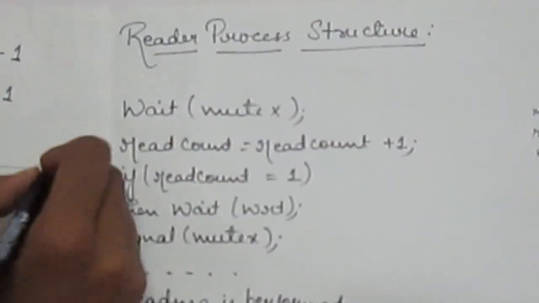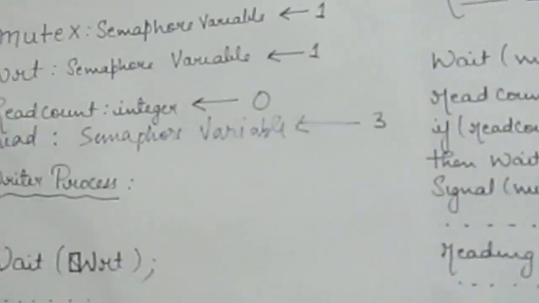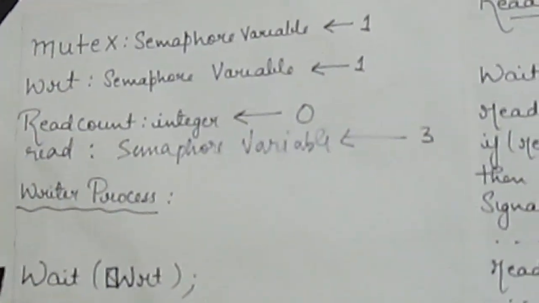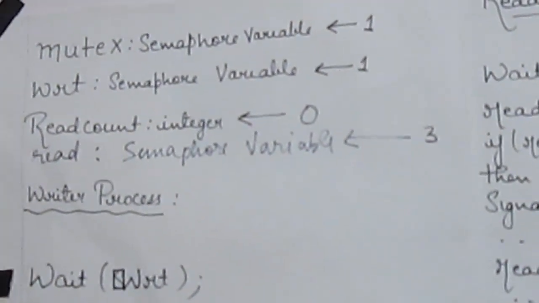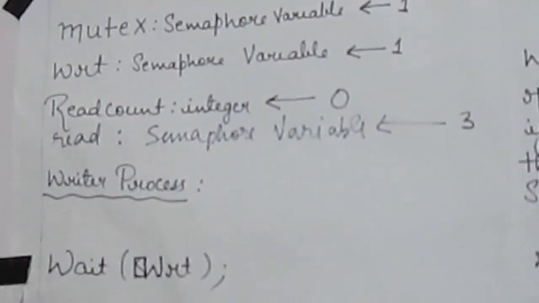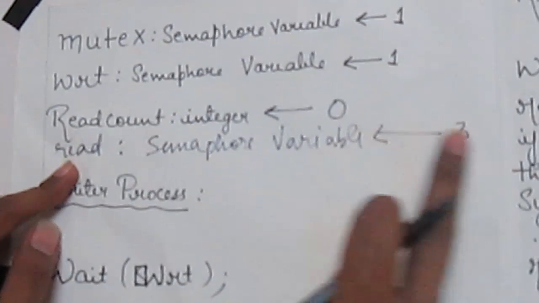So for example, let's take 3. That means a maximum of 3 readers can read the shared file at a time, and after they have finished their reading, then the writer will get the chance to write into the shared file. So I have assigned my semaphore variable read as 3.